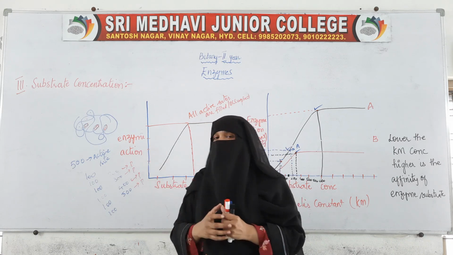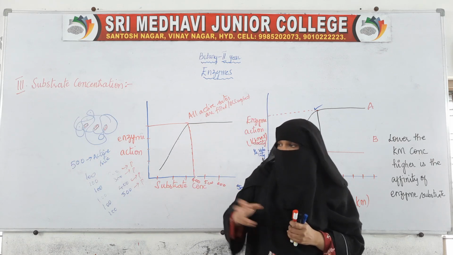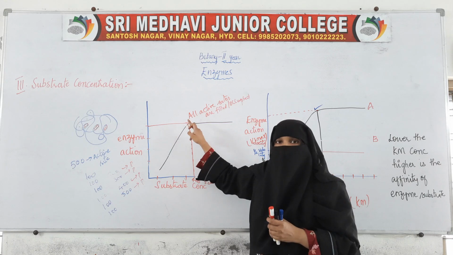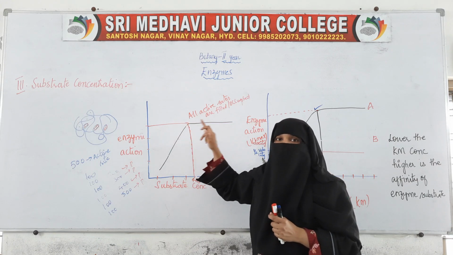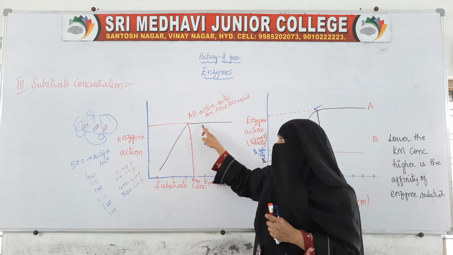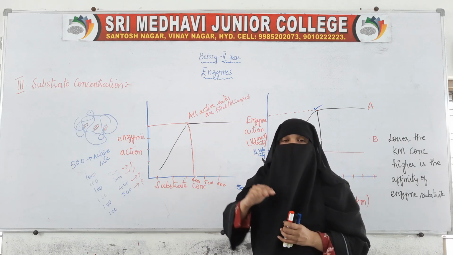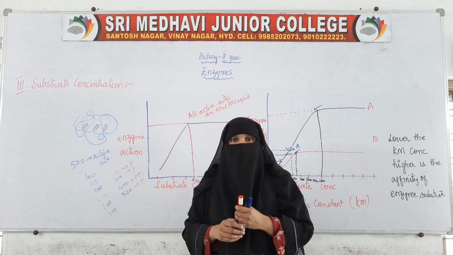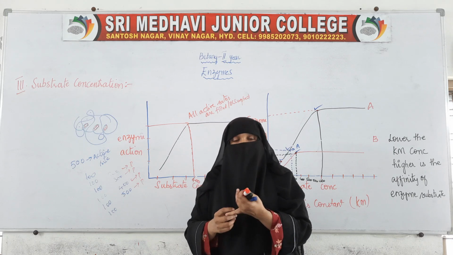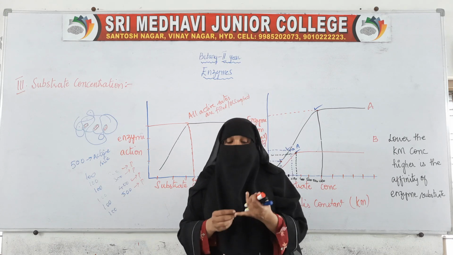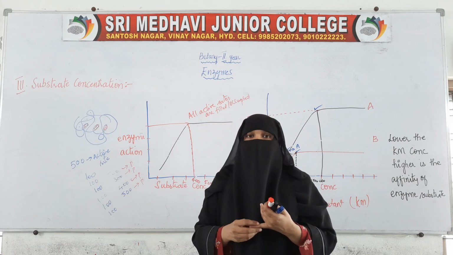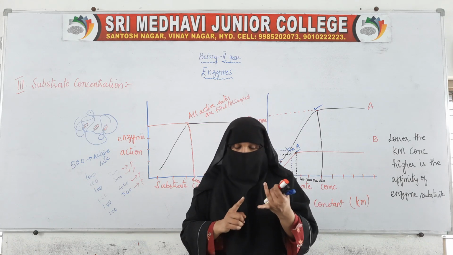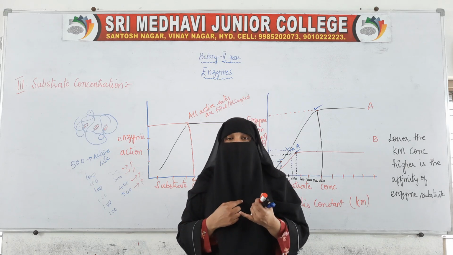And in the substrate concentration, with the increase in the substrate, the productivity will be increased, but after a certain period when the active sites are filled, the productivity will be stable. So these are the 3 factors which were affecting the rate of enzyme action. In the next video we will take up the enzyme inhibitors, which will be the last topic for this lesson.